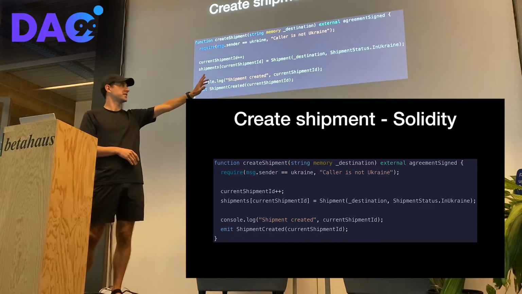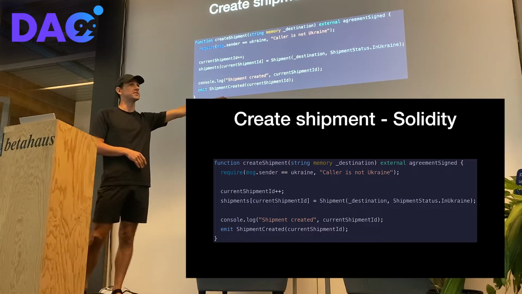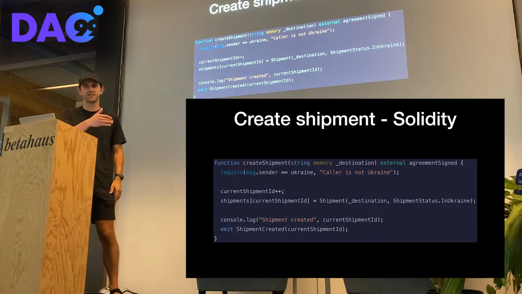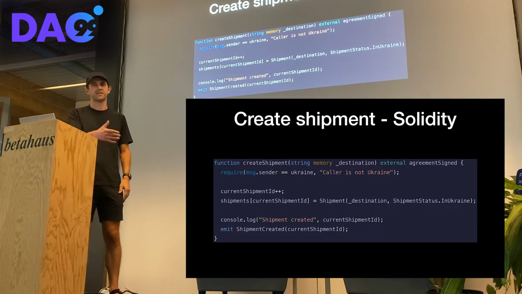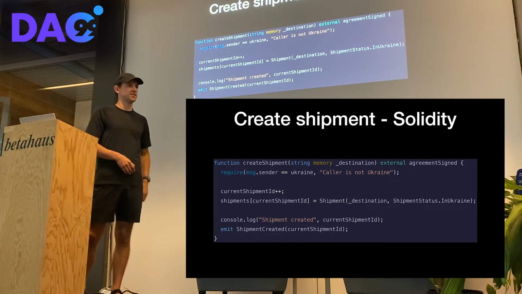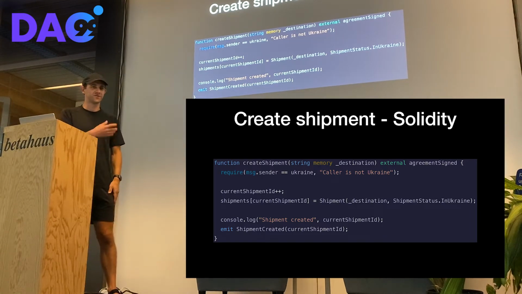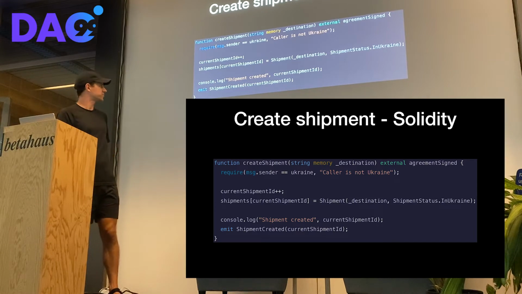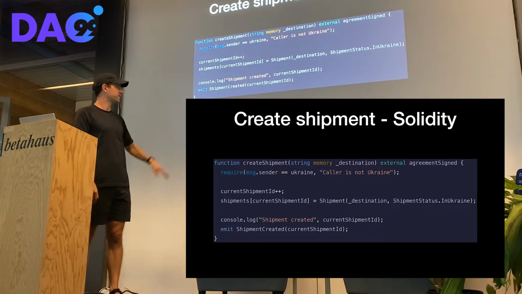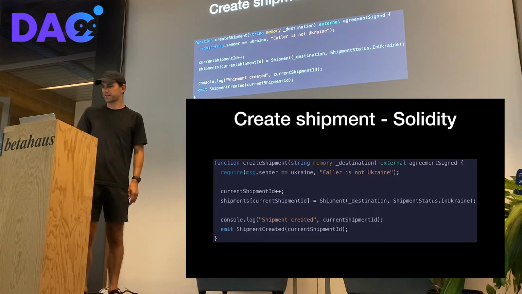We're passing the destination, let's say it's Egypt. And the second is the shipment status. First it is still in Ukraine, in one of the ports. And here we're logging out the information. When I show the demo, you will see how it looks. And emitting the notification as well.